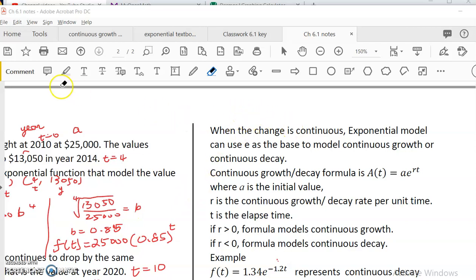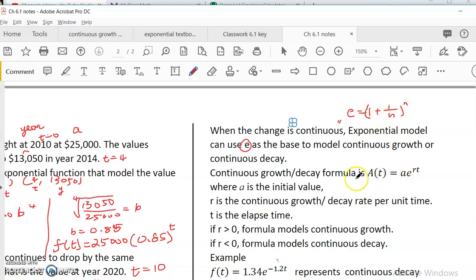So this exponential model can be used to model something that grows or decays continuously. That means there is not a particular b that you multiply. It depends on using e as the base, because e is 1 plus 1 over n, to the power n. So this is kind of similar to the b that we're talking about.